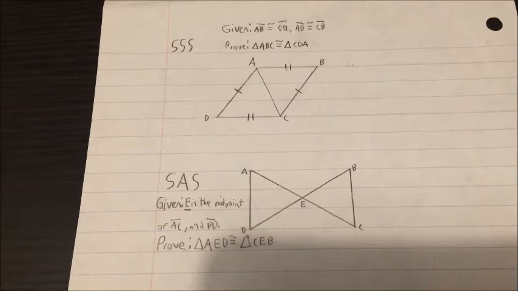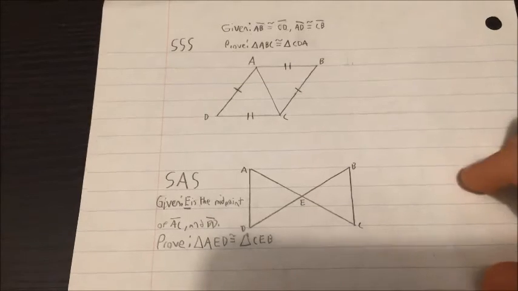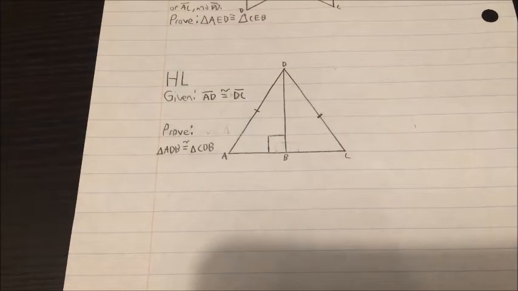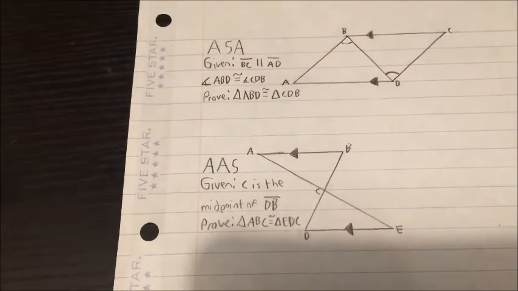Now that you know the 5 methods to solving proofs, try solving these proofs on your own using the specified method. Pause the video now. Here is a proof using hypotenuse leg for you to solve. Pause the video now. And here are 2 final proofs using angle side angle and angle angle side for you to solve. Pause the video now.